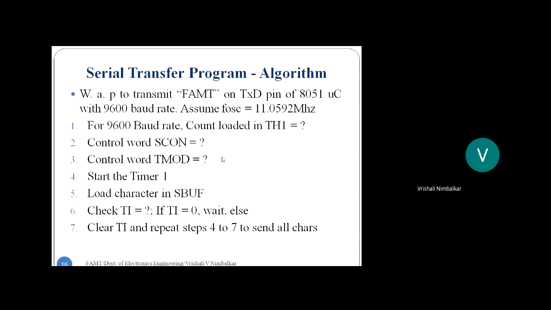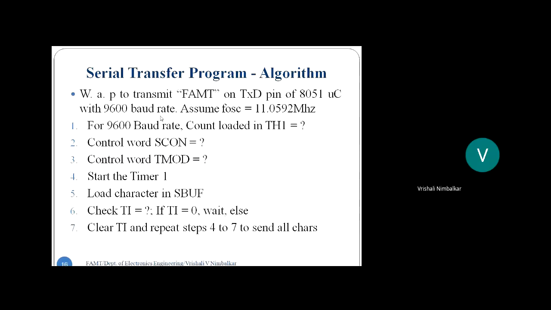Right? So let us go for the first program. Let us read the statement. Write a program to transmit a string. Within double quotes, I have put the characters to be sent, FAMT. So it's a string of 4 characters. Write a program to transmit the FAMT string on the TXD pin of the microcontroller with 9600 baud rate. The baud rate is given to you, the rate at which the data transmission should happen. Assume oscillator frequency as 11.0592 megahertz.